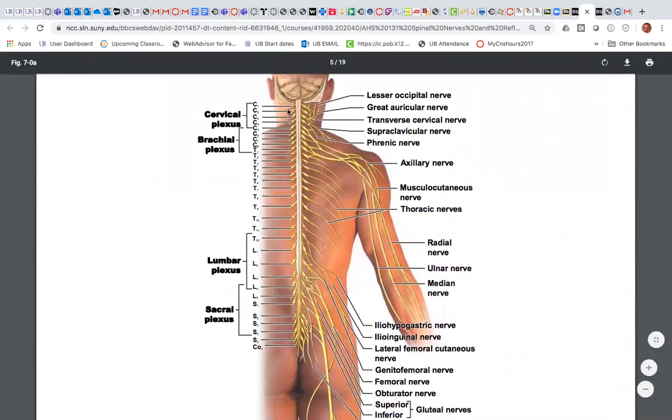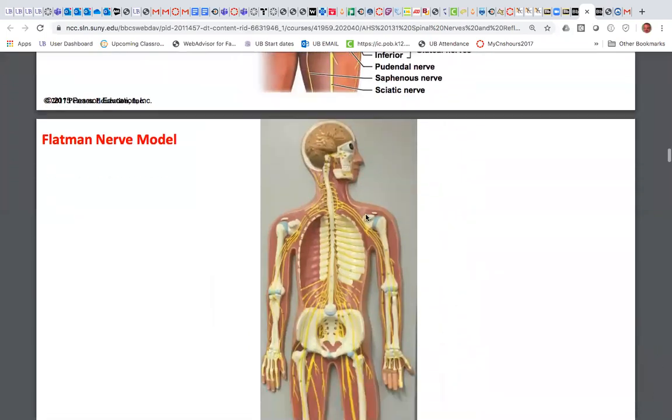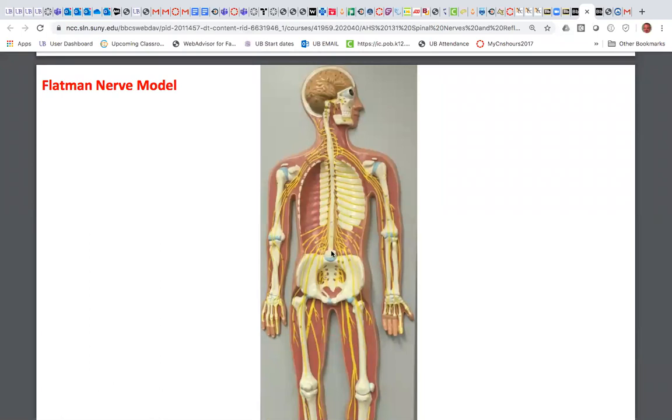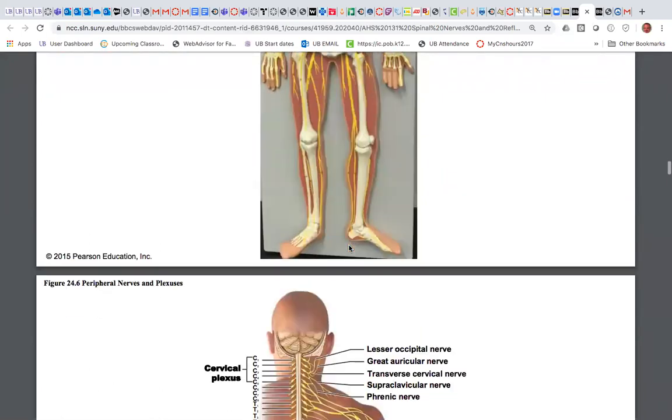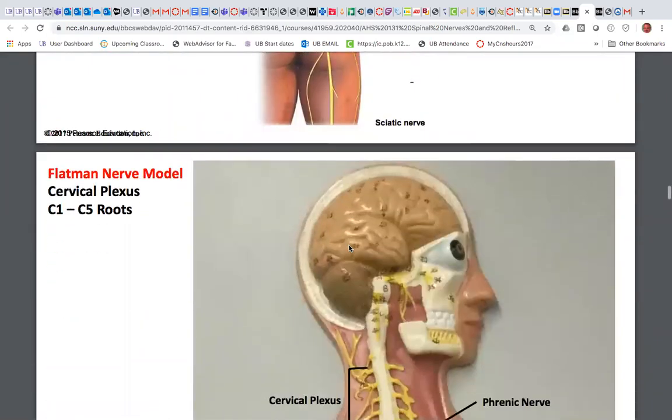So up in the cervical region, you've got the cervical and brachial plexus. Down in the lumbar region in the lower back, you've got the lumbar and sacral plexus. Again, in the thoracic region, there is no plexus. There's only intercostal nerves. So we'll look at this model and see if we can break some of them down for you, okay?